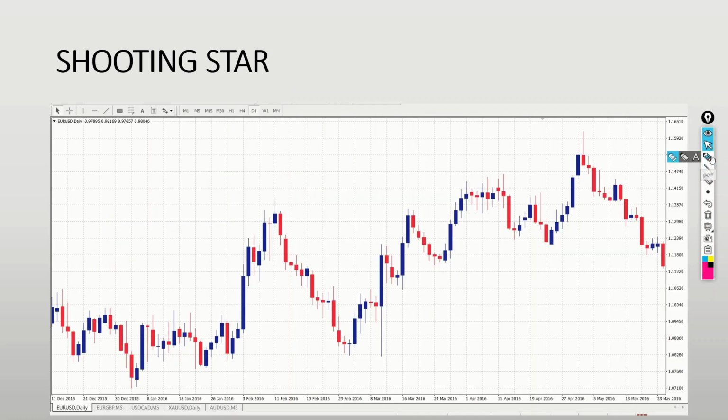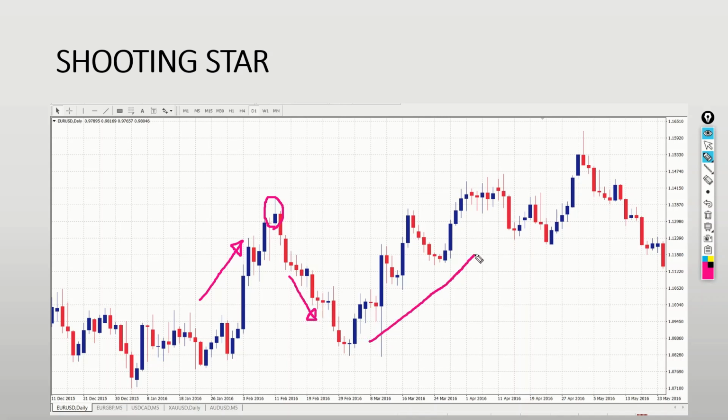So when we look at the chart here, we want to spot some shooting stars. So we have to first look for a clear uptrend. Then we look for a shooting star. For example, here the price was moving high, and then we get a shooting star here. After getting a shooting star, of course, the price dips.